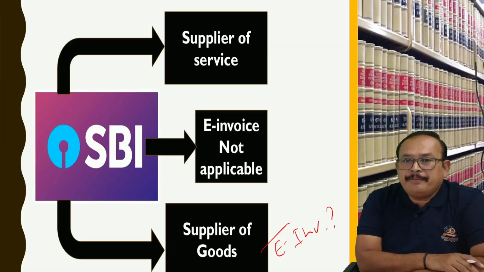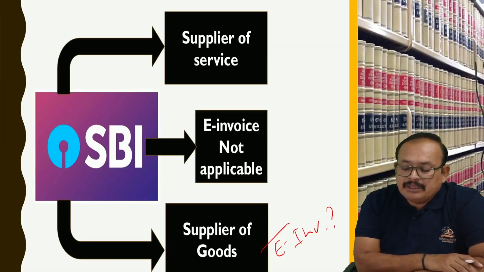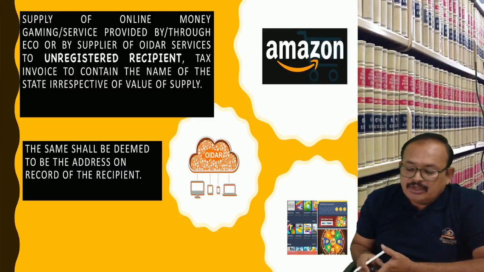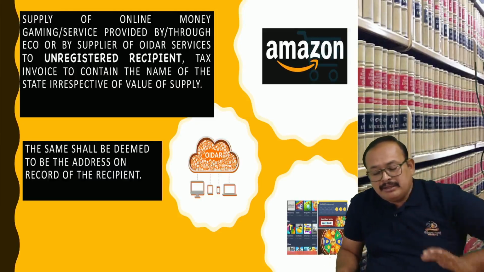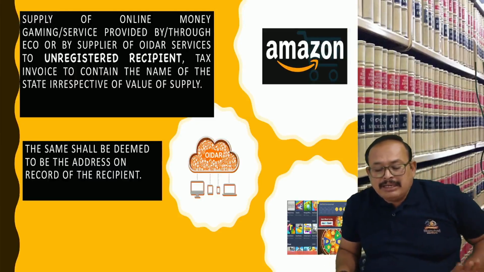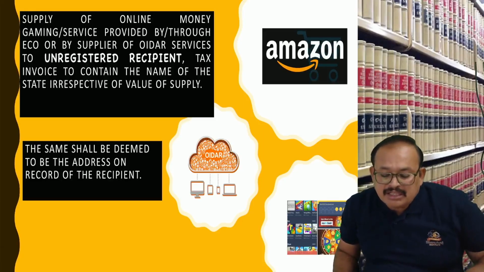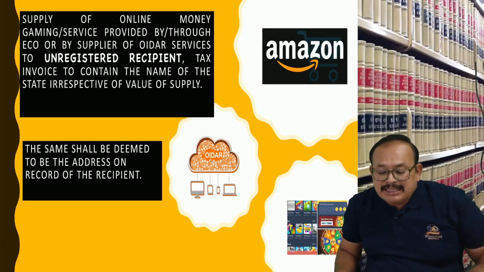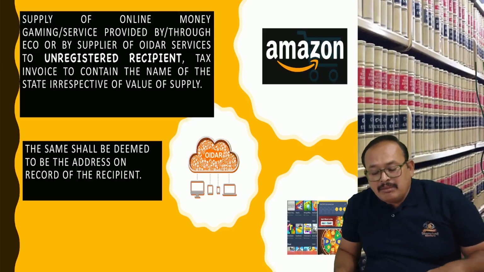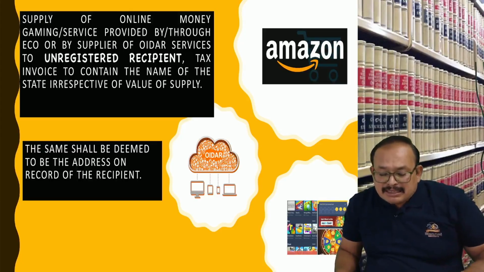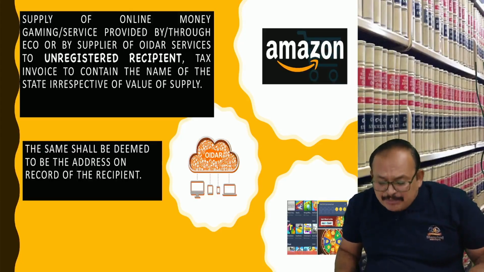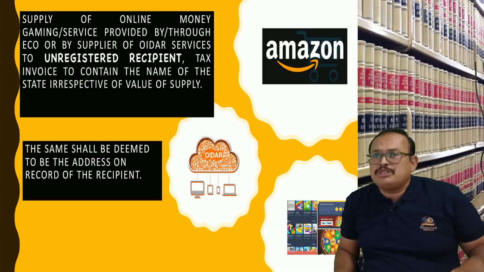Got the clarity? Further, e-invoice. If a supply is made of online money gaming, supply made by or through an e-commerce operator, or by a supplier of OIDR services to unregistered persons in India, the tax invoice is to contain the name of the state of the recipient irrespective of the supply. We understand this point.